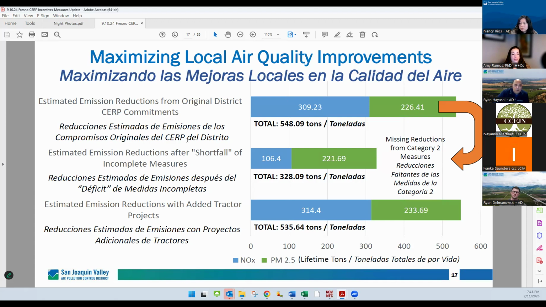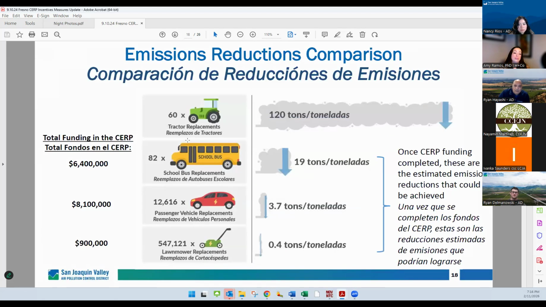But if we were to look at something like tractors, that would go a long way towards helping us get a lot closer to what we expected in the beginning and what we hoped for. I think everything was aspirational. I think these images always help tell the story on what we're talking about. So if we were to look at replacing 60 tractors, that'd be 120 tons of emissions reduced.